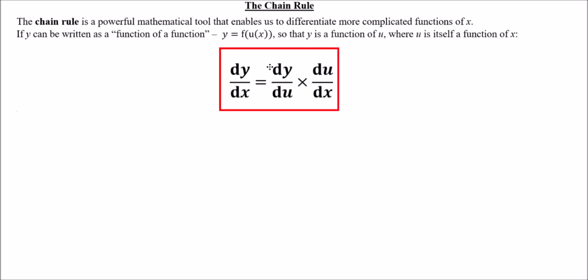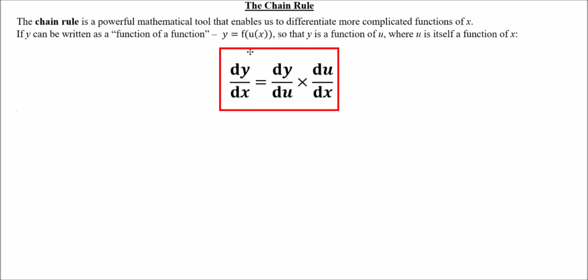The chain rule is a powerful mathematical tool that enables us to differentiate more complicated functions of x. If y could be written as a function of a function, where y is a function of another function u of x, so that y is a function of u, where u itself is a function of x, we can differentiate this using the chain rule. So dy by dx equals dy by du, y differentiated with respect to the variable u, multiplied by du by dx, which means the function u differentiated with respect to the variable x.